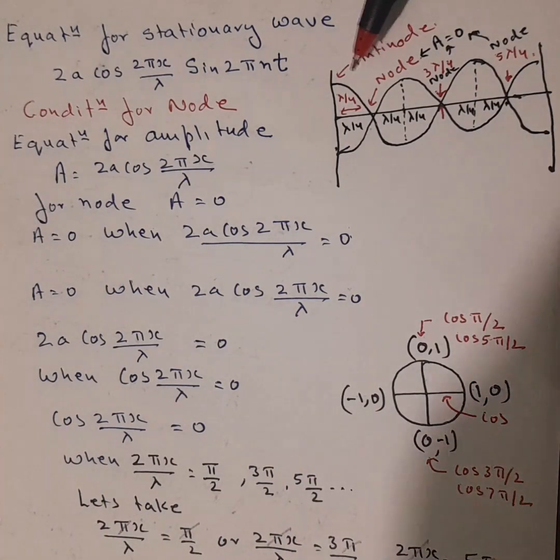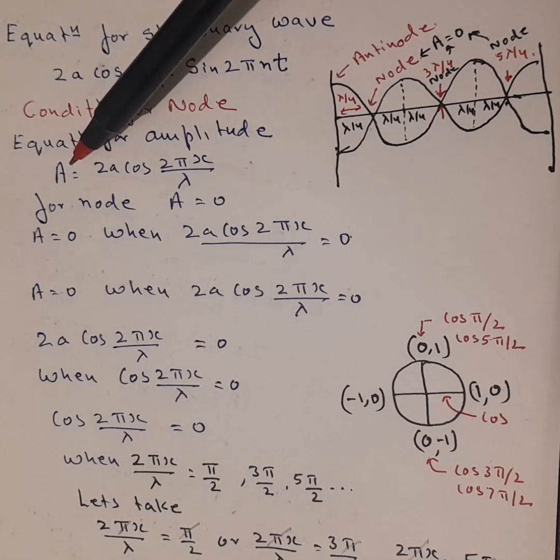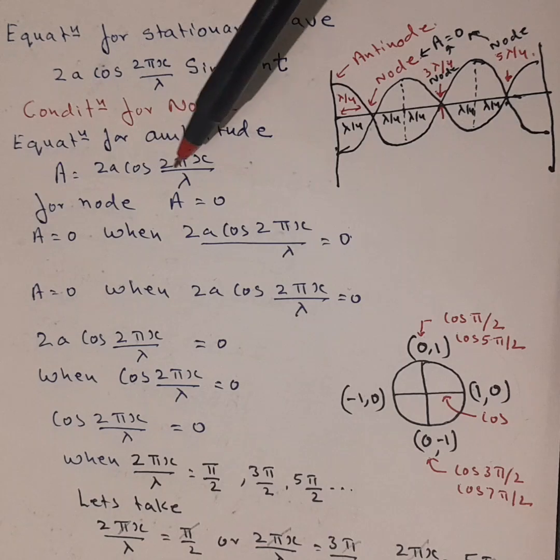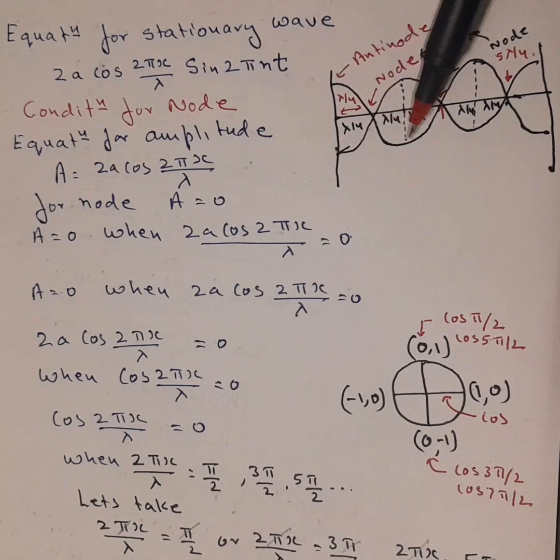Okay guys, let's understand the wave. The equation for a stationary wave is 2a cos(2πx/λ) sin(2πnt). Now when we are talking in terms of amplitude, the equation is 2a cos(2πx/λ). So this is a cos curve.